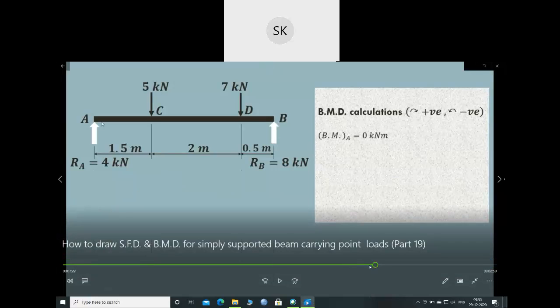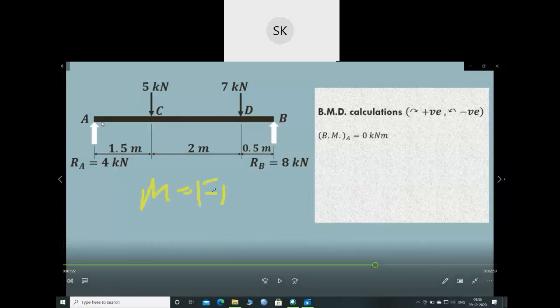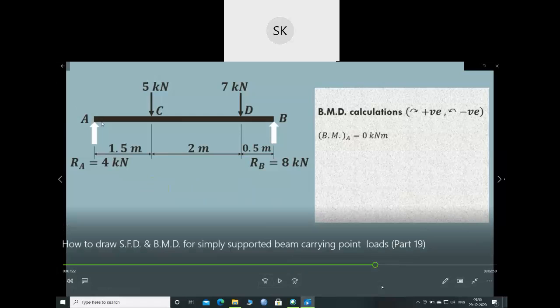So any doubt from the shear force part? Let's see the bending moment calculation. At supports, as we have discussed earlier, for a simply supported beam there will be no moment. As you know, moment is force into distance, right? So at point A there is only force, there is no distance, so the moment will be 0. Next, when you consider the C position, that means moment at C.